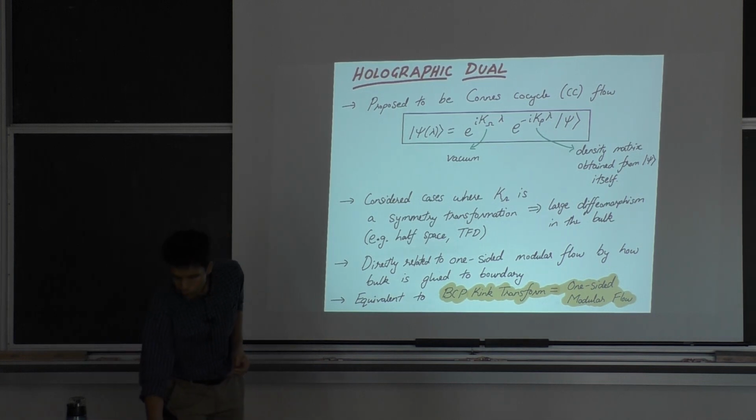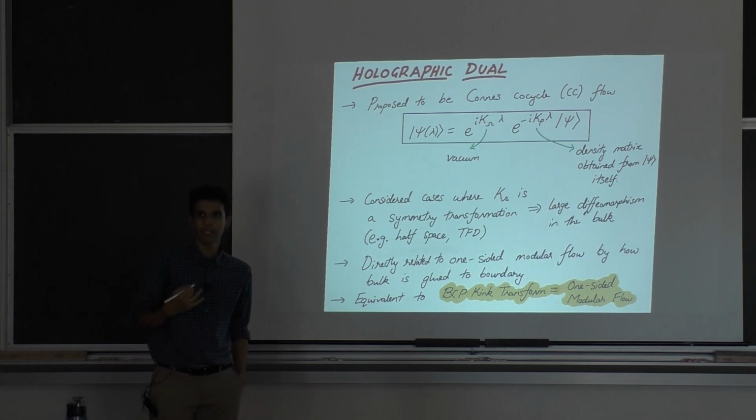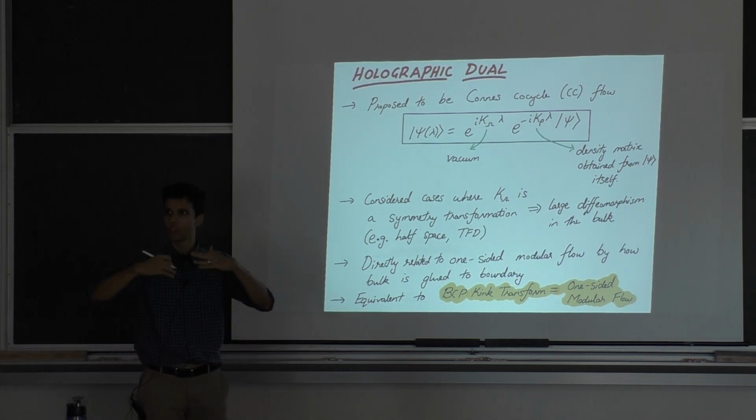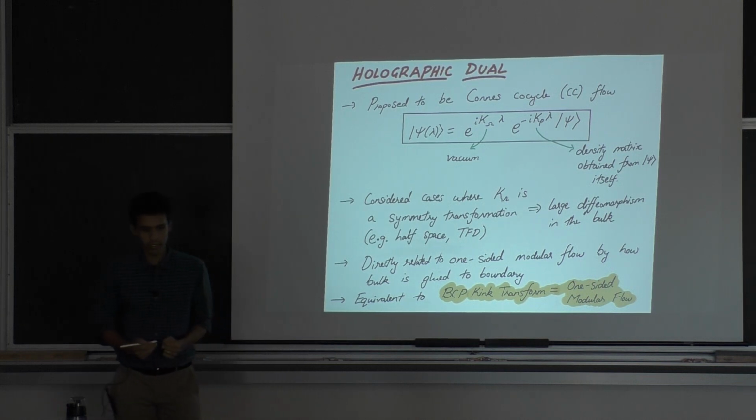And similarly in the thermofield double, where it's just a time translation. So in those cases, the action of K omega is simply a large diffeomorphism. So on the boundary, it's some symmetry transformation, which is just local. It just moves you from one slice to another. And the bulk dual of this is that you're just looking at the same space-time, but now you've moved your time slice in some way.